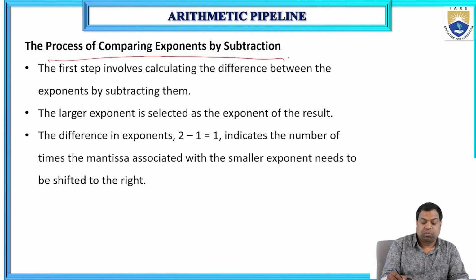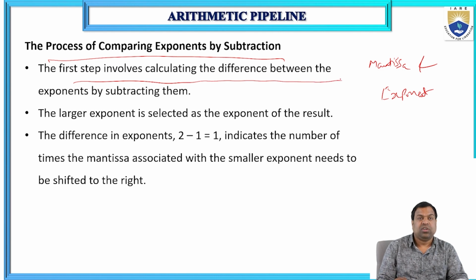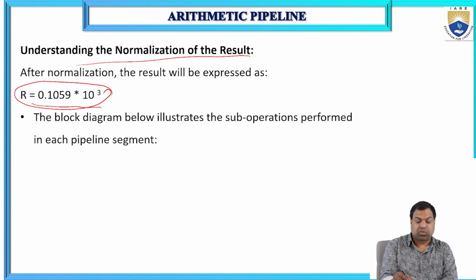So what is the process to compare? Means we are comparing the mantissa and exponent. The first step involves calculating the difference between the exponents by subtracting, and the larger exponent is selected as the exponent of the result. The difference in the exponent, 2 minus 1 equal to 1, indicates the number of times the mantissa associated with the smaller exponent needs to be shifted to the right. And we are understanding how to normalize the result. After normalizing the result, 0.1059 into 10 cube.